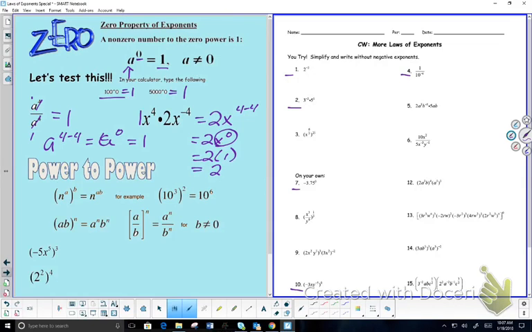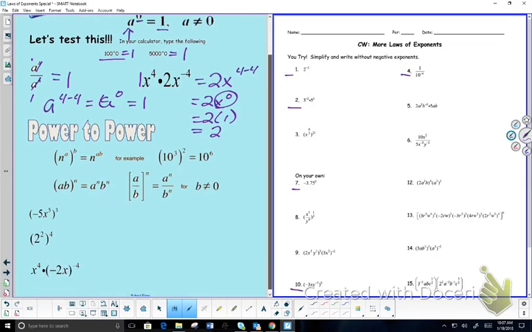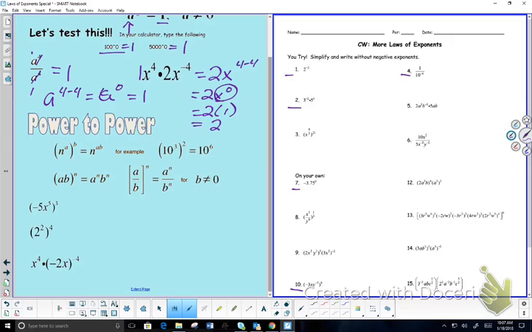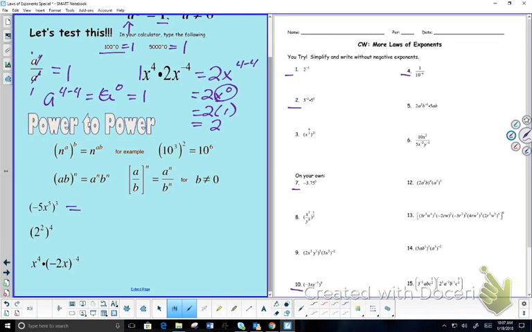So then we talk about the last one we're going to talk about, which is raising a power to a power. Okay? When you talk about raising a power to a power, for example, this is negative 5x to the fifth, and it's all being cubed. Well, that means I'm going to multiply this 3 times. In other words, negative 5x to the fifth times negative 5x to the fifth times negative 5x to the fifth. That would be negative 5x to the fifth cubed, because you're multiplying it 3 times.